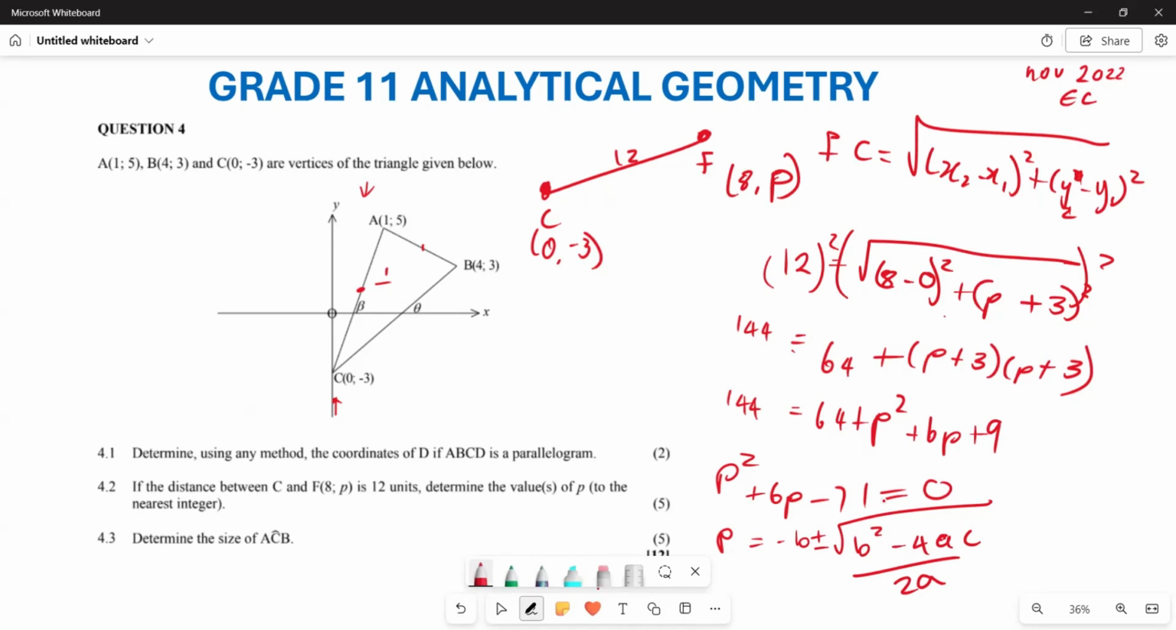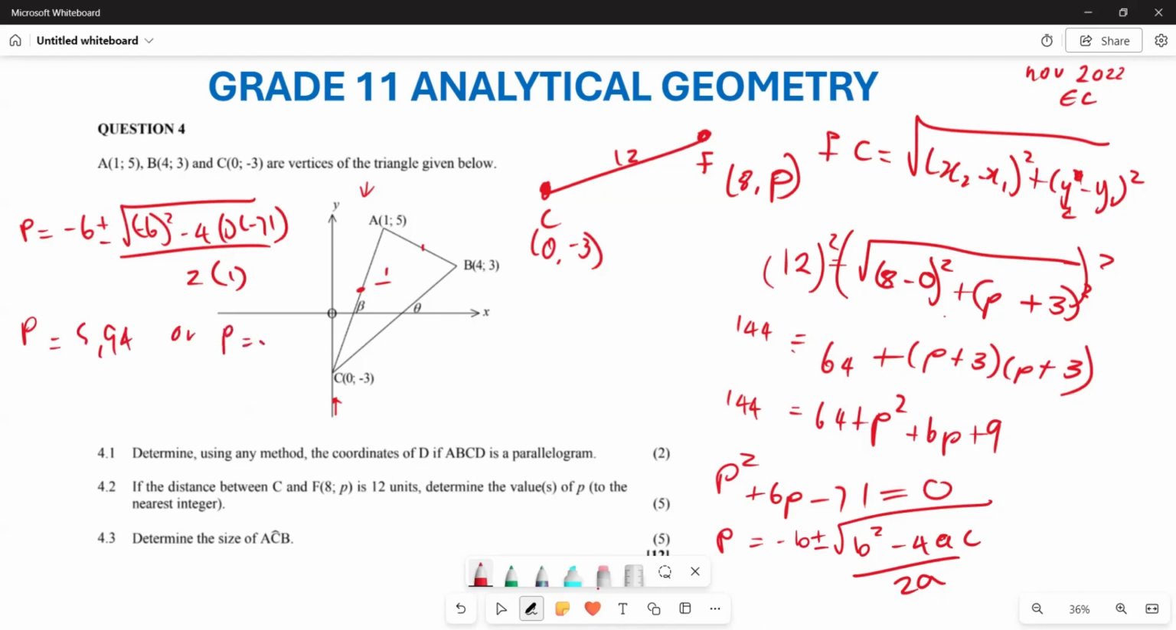This is going to be same as your P, which is equals to what your P is 6. So this is going to be negative 6 plus minus the square root. This is same as negative 6 squared subtract 4. Your A is 1 and your C is negative 71 over 2, and your A is going to be 1. Then the values of your P that you are going to get here, it's going to be same as 5,94, or your P is going to be same as negative 11,94.